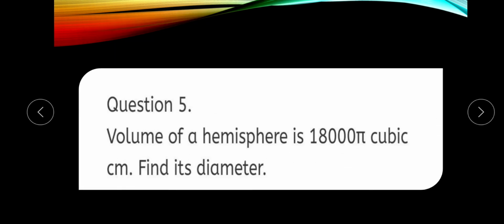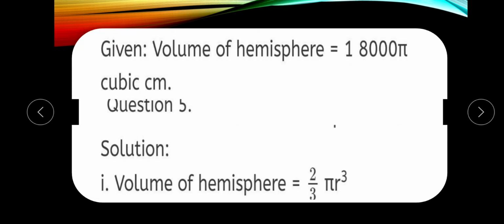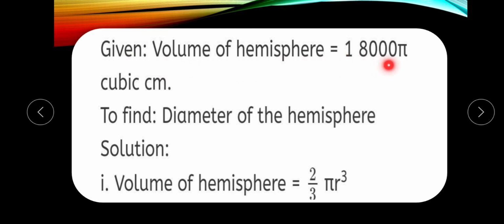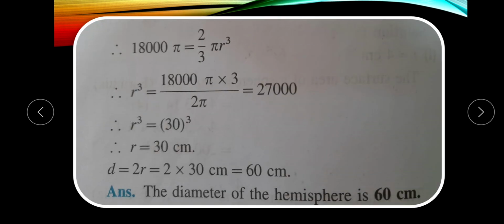The last question of this exercise. The volume of the hemisphere is 18,000 pi cubic centimeter. Now we need to find its diameter. If you get the value of the radius, when you double it, you will get the value of its diameter. Let's start. The given part is volume of the hemisphere is 18,000 pi cubic centimeter. We need to find the diameter of the hemisphere. Let's write the formula of volume of hemisphere, that is 2 upon 3 pi r cube. Substituting the value, we get 18,000 pi is equal to 2 upon 3 pi r cube.